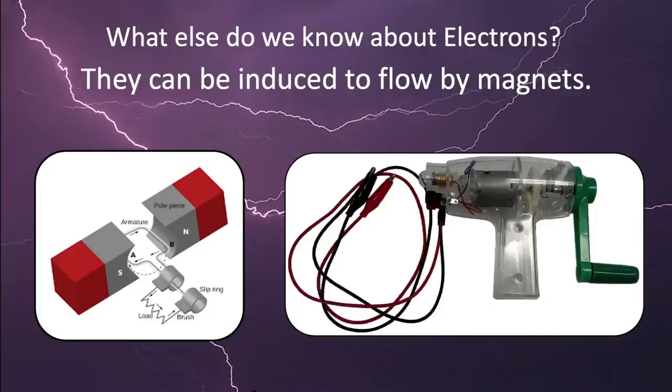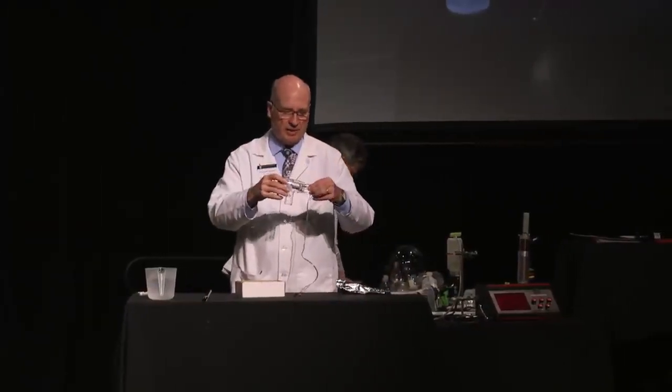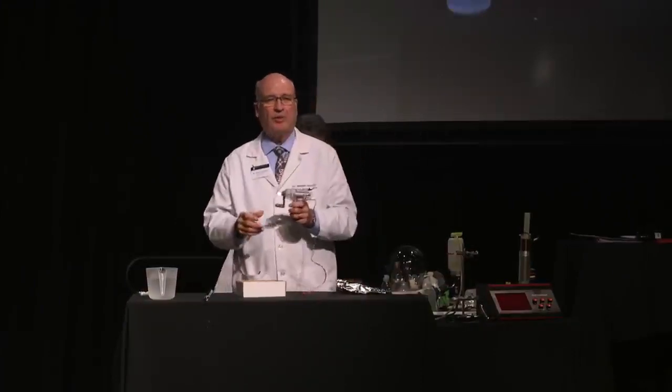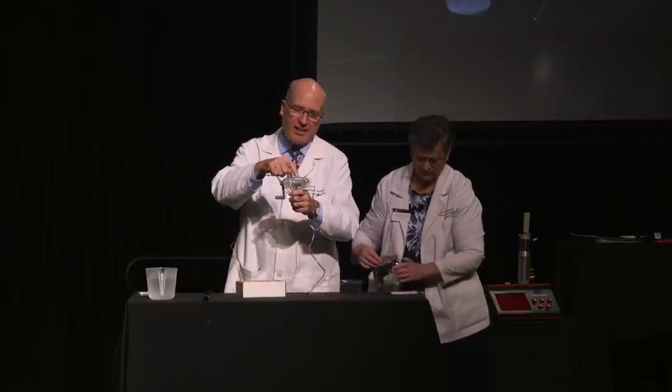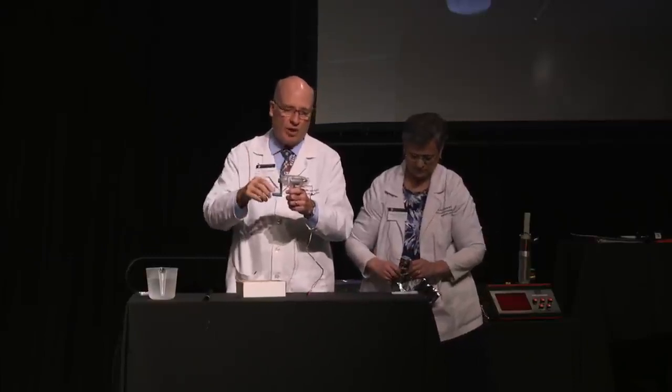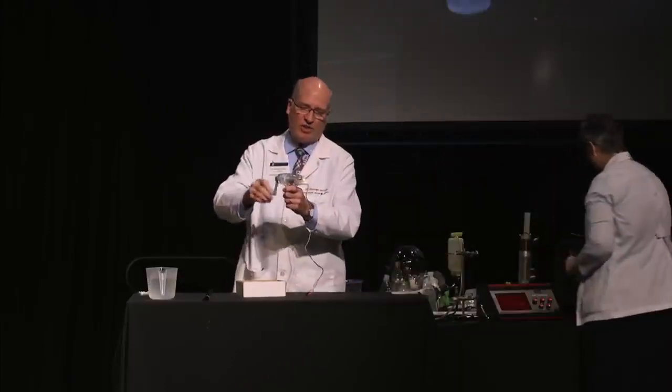What else do we know about electrons? We know they're induced to flow by magnets. We have the lights again. You have your hand crank generator? Yep. So one of the things Michael Faraday invented was the electric generator. So my little hand crank generator. So I ate my Wheaties this morning. And so my chemical energy is going to be turned into mechanical energy. And then there's a little magnet in here, and it'll spin through a coil of wire, and then that'll light the light bulb. So all according to the first law of thermodynamics.